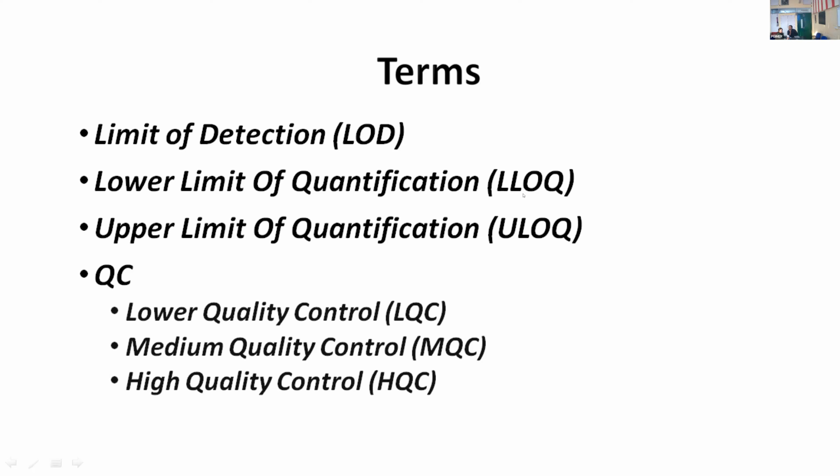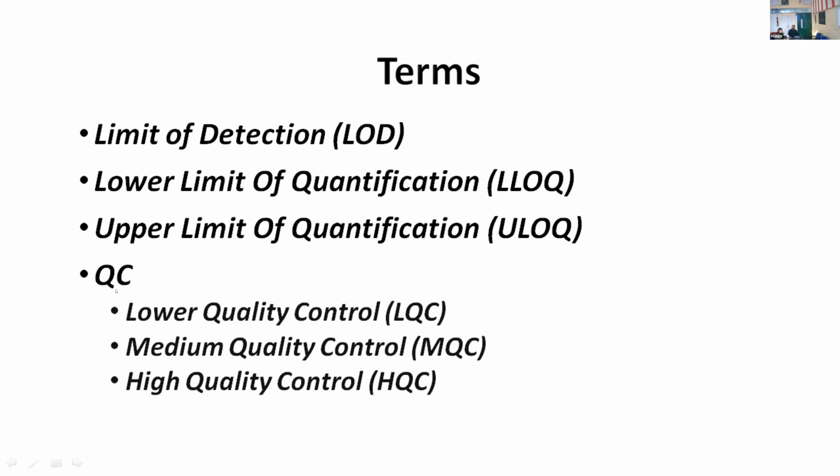Then this LLOQ, the lower limit of quantification. It means the lowest concentration of a drug which could be quantified by a system, by an HPLC. Here I want to clear one thing: all these are concentrations within your calibration curve. So they are derived from your calibration curve, which was standardized during method development. And the upper limit means the highest concentration detected by a system.